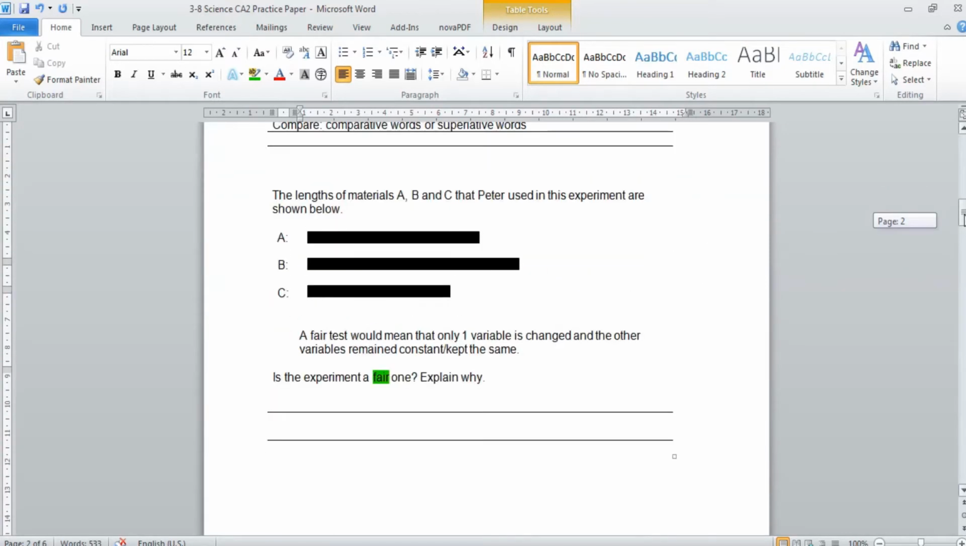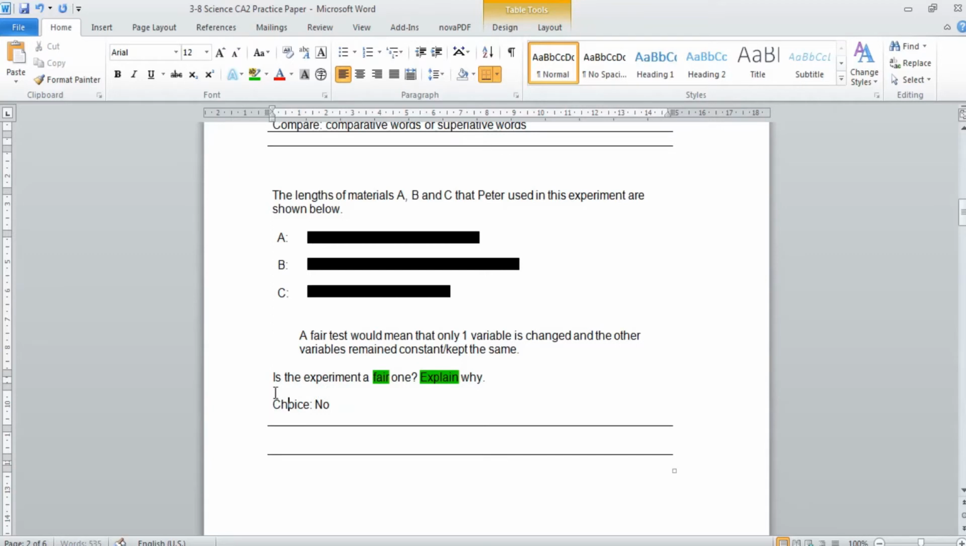Now, is this experiment a fair one? And explain. So again, we need your CECC, because we have an explain question here. If I say that I only need to change the different materials, should I change the length of the materials? No, that would mean I would have two changed variables, which is wrong. So in this case, definitely it is not a fair experiment. So my choice: no, it is not a fair experiment.